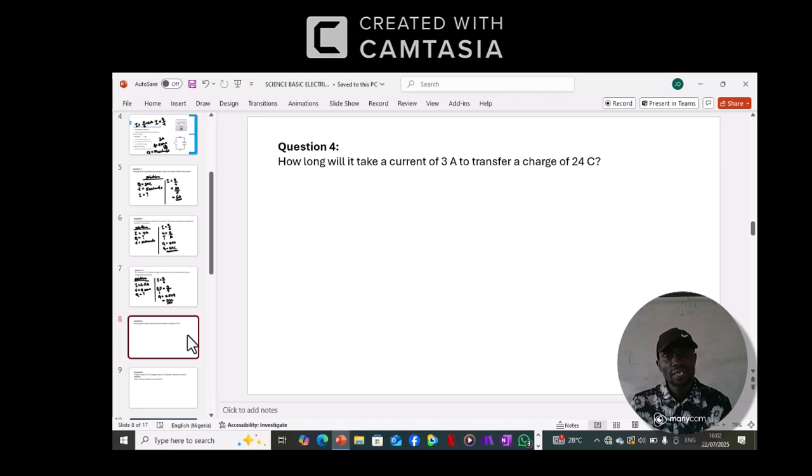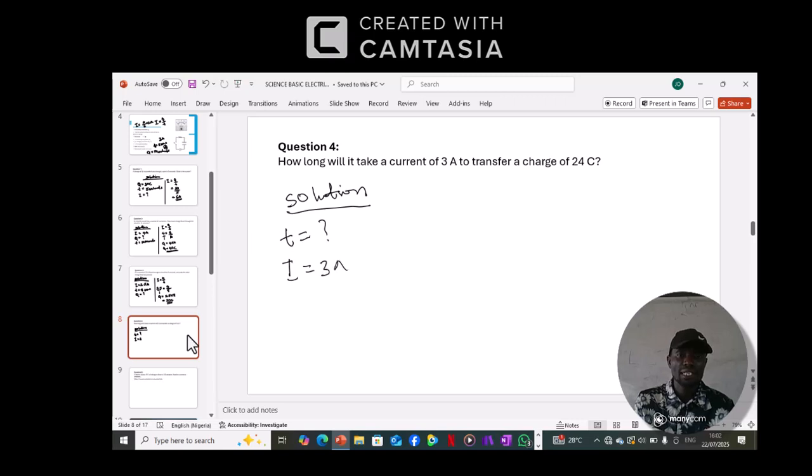This is question 4. How long will it take a current of 3 ampere to transfer a charge of 24 coulombs? How long? You know what is meant by that? How long is talking about time. It means we have to calculate time. Current I equals 3 amperes, to transfer a charge Q of 24 coulombs.